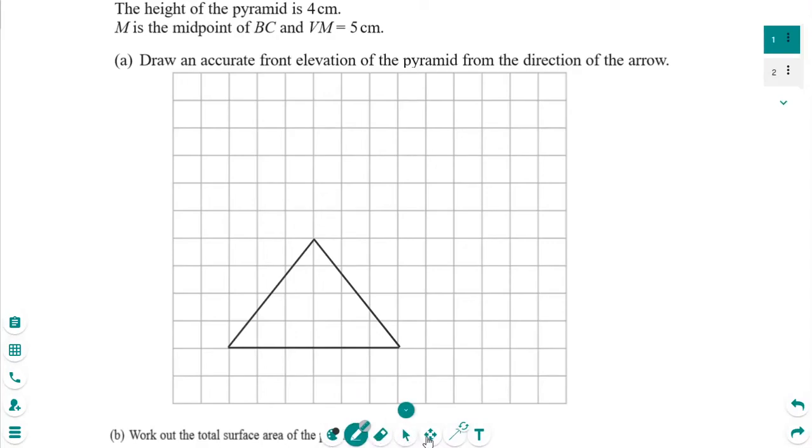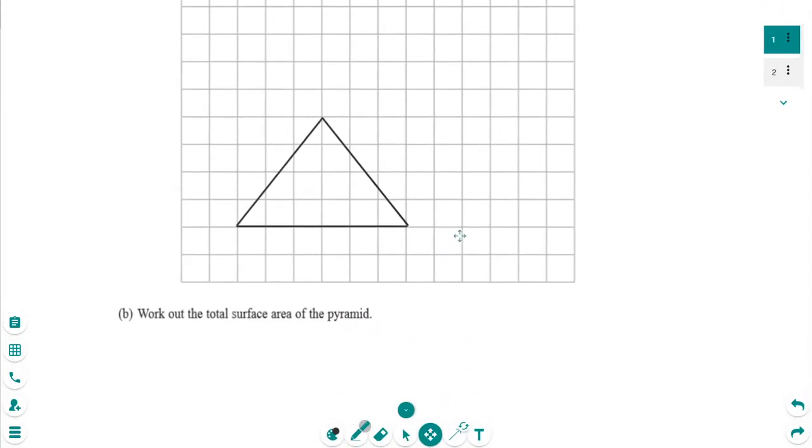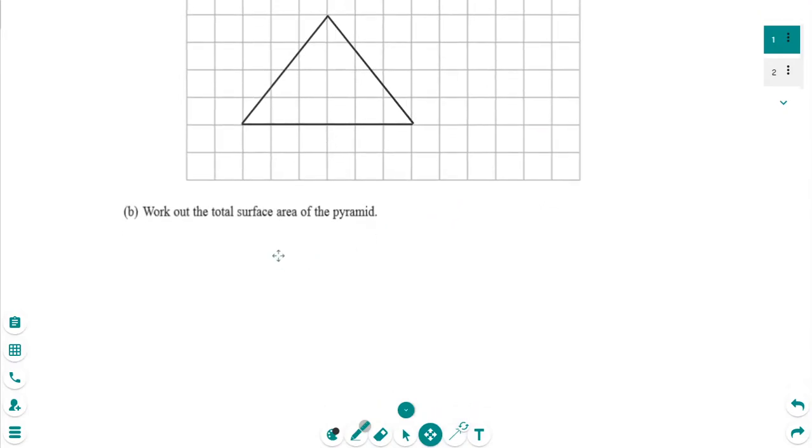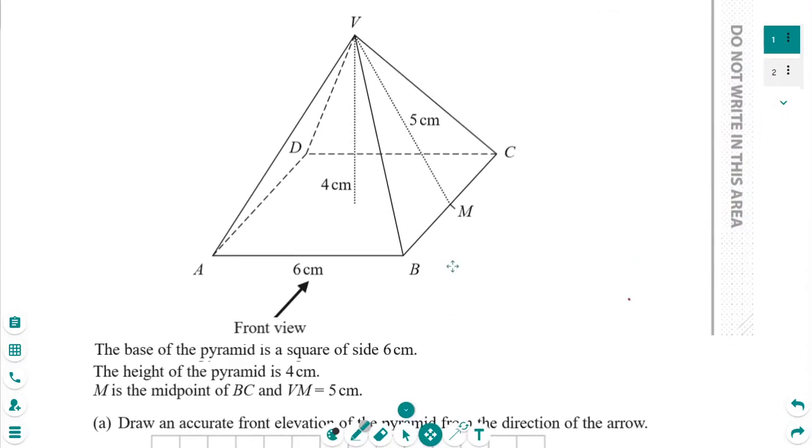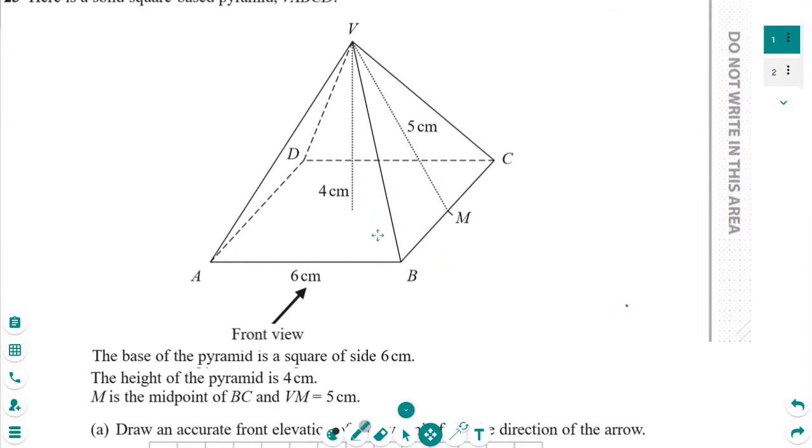Okay, so now the question says, work out the total surface area of the pyramid. Now for this pyramid, we need to find the total surface area of it. You notice this pyramid has 5 faces: the front, the back, the right rear, and the left rear. Okay, it makes a total of 1, 2, 3, 4, and the bottom 5. The bottom of the pyramid is a square, so I'm going to find the area of the square.